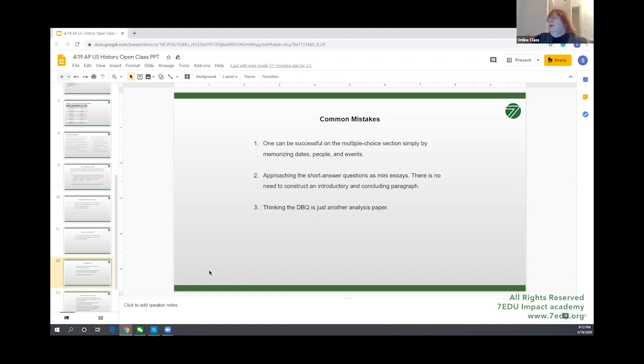Another misconception, approaching the short answer question as mini essays. There's no need to construct an introductory or concluding paragraph. That wastes time. And students, you have had it drilled into your heads: introduction, body, conclusion. Well, that's just going to waste time here. You just need to answer the question, short, sweet, to the point, but you cannot use bullet points. It has to be a paragraph.